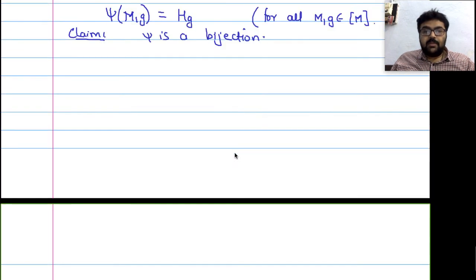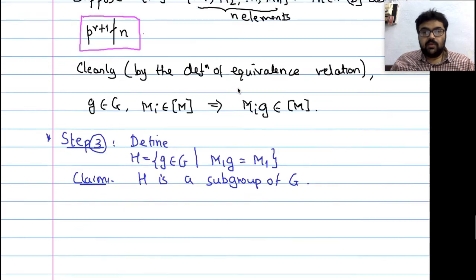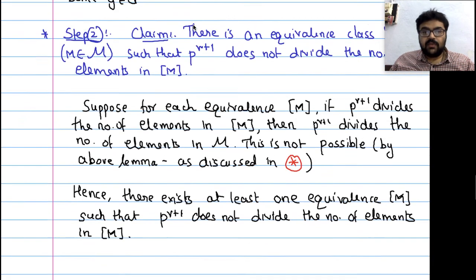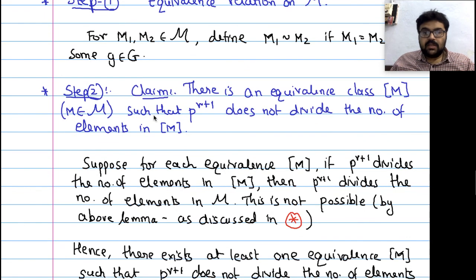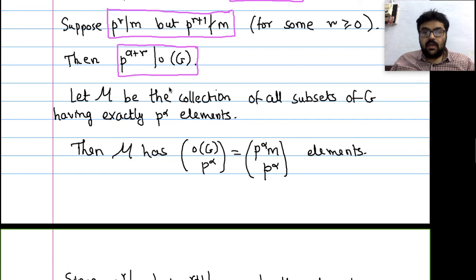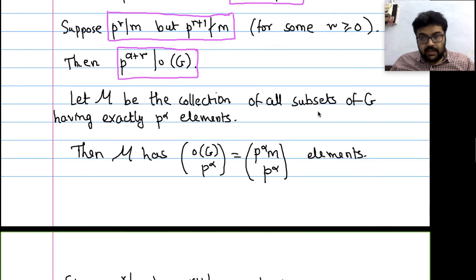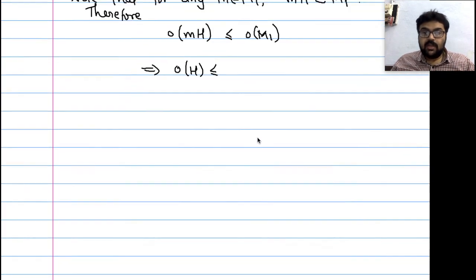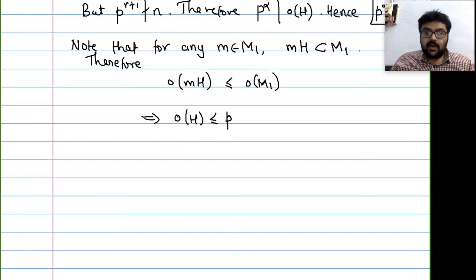Whose elements are these? M1, M2 and all these are elements in the equivalence class. Whose equivalence class is it? It is the equivalence class of M in script M. What is script M? M is a collection of all subsets of G having exactly p power alpha elements. So how many elements will be there in M1? It is p power alpha.